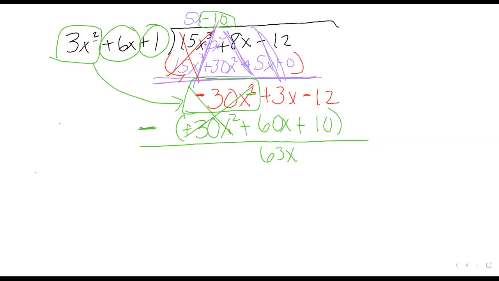Okay. Negative 12 plus 10. Negative 22. So negative 12 plus 10 is the same thing as saying 12 minus 10, but my answer will be a negative. So what is 12 minus 10? Negative 2.